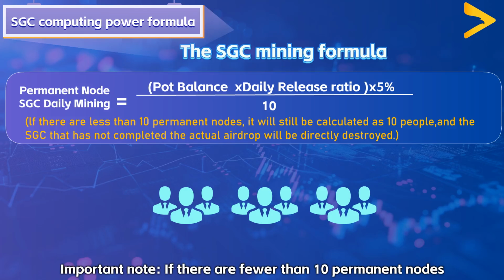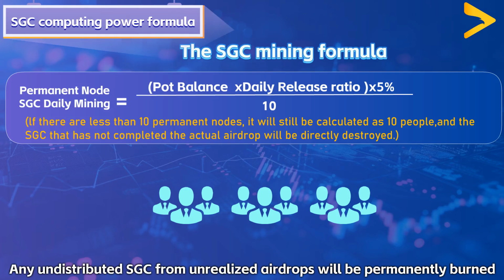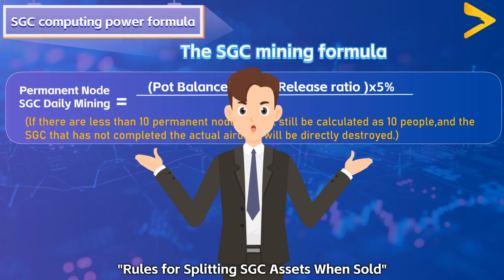Important note: if there are fewer than 10 permanent nodes, the calculation will still be based on 10 nodes. Any undistributed SGC from unrealized airdrops will be permanently burned. Finally, I will introduce to you the rules for splitting SGC assets when sold.